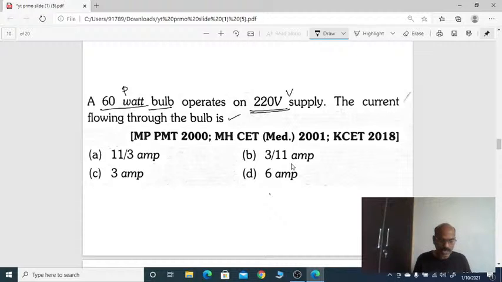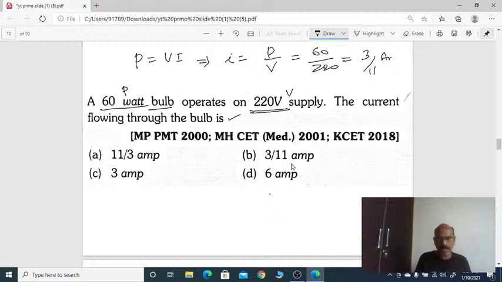How much current is flowing through the bulb? We know power equals V into I, so from this, I equals P by V. P is given as 60 watt, voltage 220. You will get 3 by 11 ampere. So option B is absolutely correct. Yes, Vivian, good. Let us move to the next one.